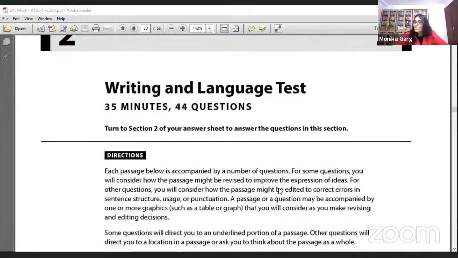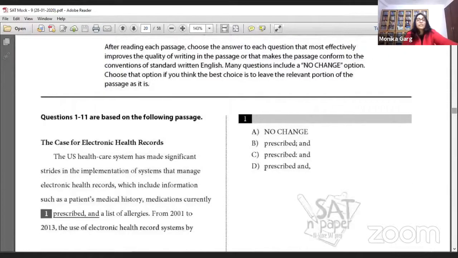Now, let me show you a few questions from the actual SAT, wherein you can use these concepts and answer those questions. So I'll just drag it. Let's start with this question. This is question number 1, and as you can see, one option has a comma, one option has a colon, one has a semicolon, one has a comma after "and". How do you choose this? Let's look at the sentence.